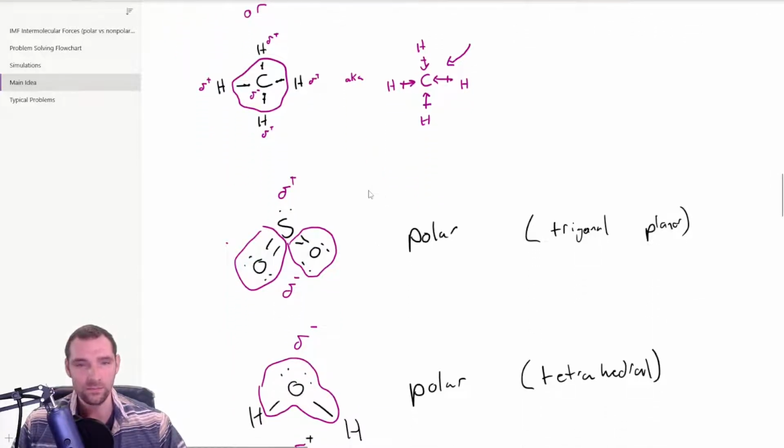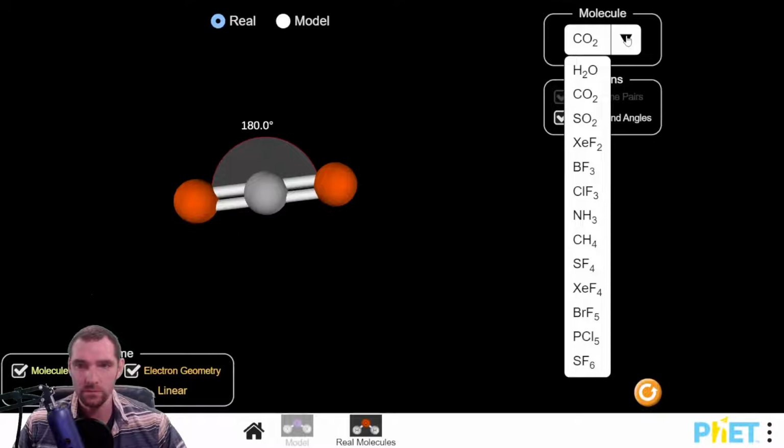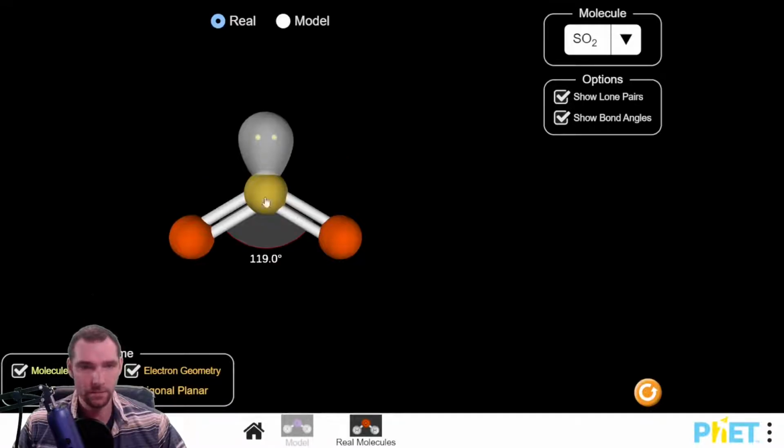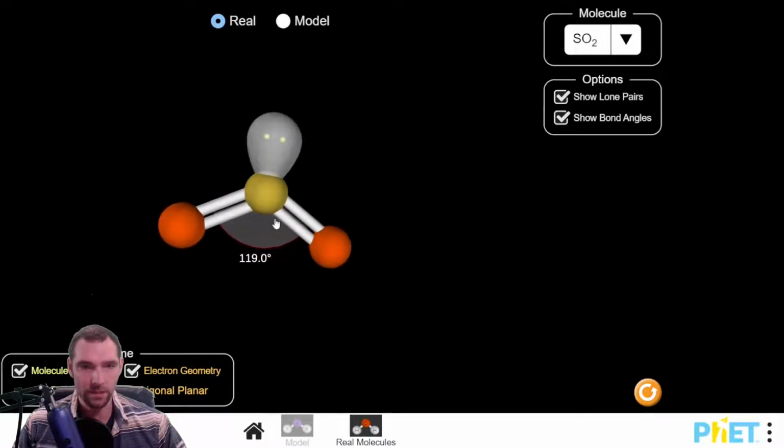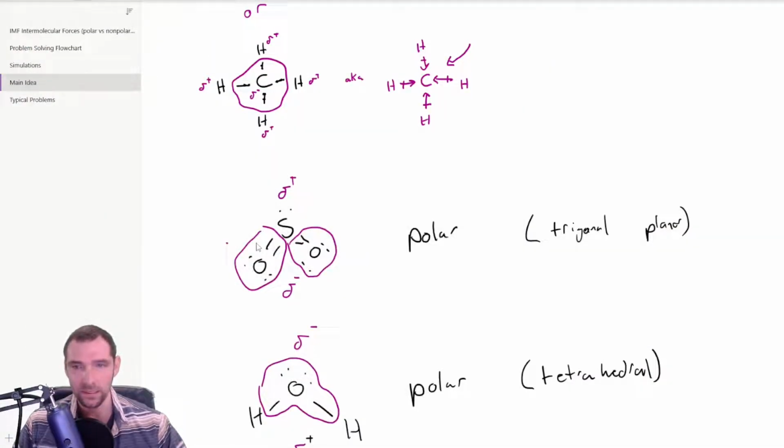This thing, though, if we look at this SO2, it's a trigonal planar, I believe. This is what we were talking about right here. Yeah, this is trigonal planar. And you can see that the oxygens, the bonds can't cancel out because they're not opposite sides from each other. So that's going to be an issue and cause some polarity due to it essentially being bent.